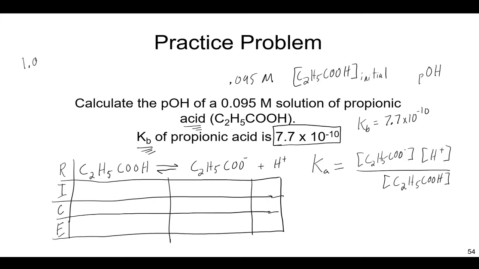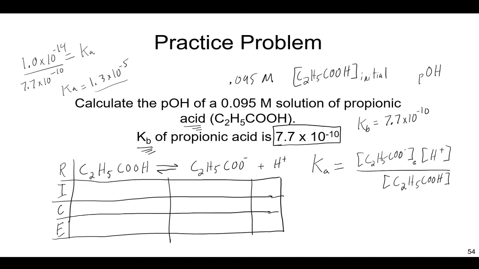That's fine. We know that 1.0 times 10 to the negative 14, Kw, is Ka times Kb. And so if I want to convert this to a Ka, I take that 10 to the negative 14 and divide it by this Kb. And so here my Ka comes out to 1.3 times 10 to the negative 5, and this looks like a decent Ka value. We've seen numbers and exponents like this for our weak acid Kas, so that looks good. So that's ultimately what I'm going to take and plug into here.